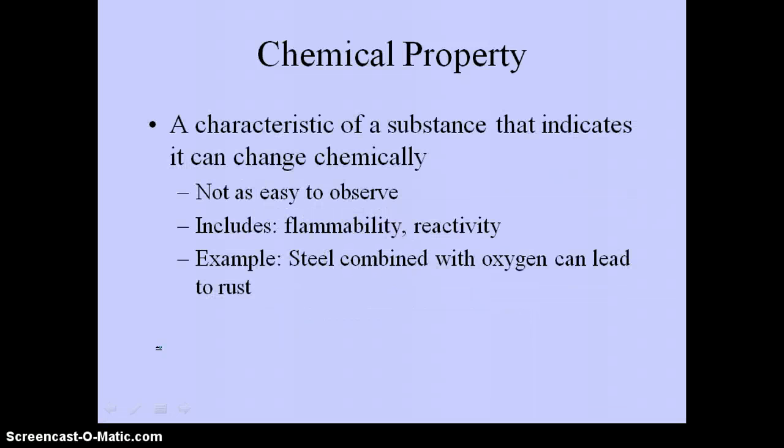Chemical properties, on the other hand, are characteristics of a substance that show how it can change chemically. In a chemical property, we are not actually changing it. We are just describing how it could be changed. So these are not as easy to observe because you're not actually physically doing it. You're just looking at the object and determining what type of chemical properties it might have.